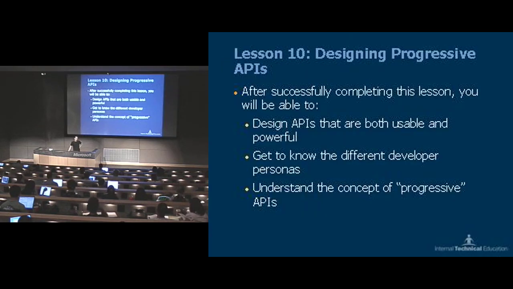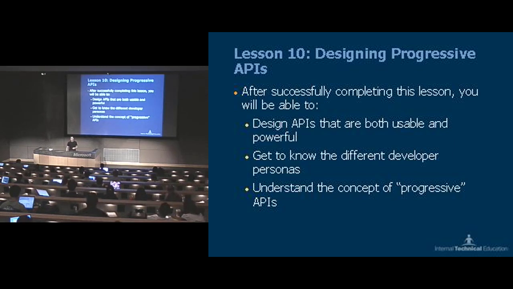So we're going to be talking about designing APIs, as I said, that are both easy to use and powerful. I know Steven was talking about developer personas a bit, but I think Anders Hejlsberg says that the biggest problem with personas is that everybody understands them differently. So maybe one more reminder will not hurt.